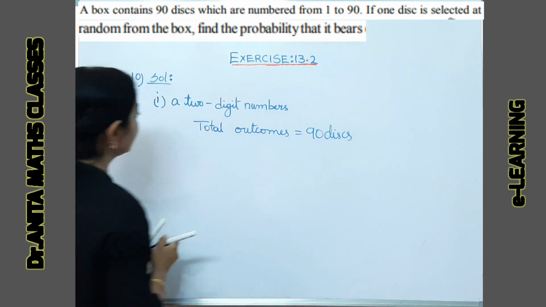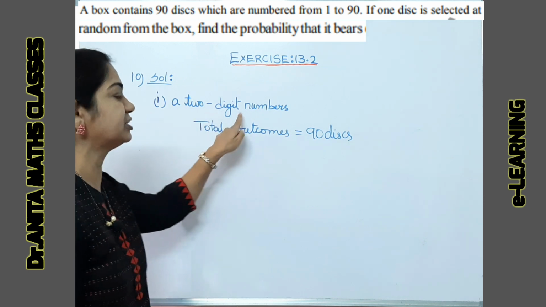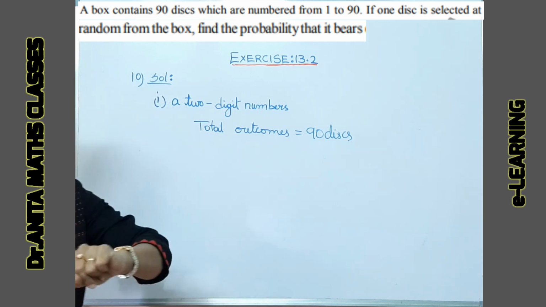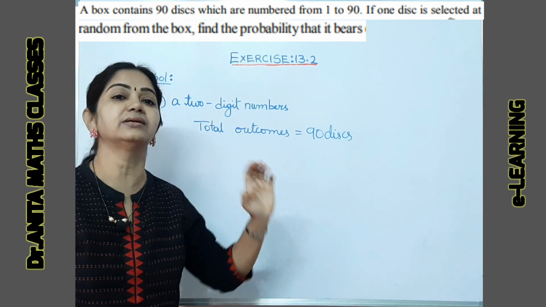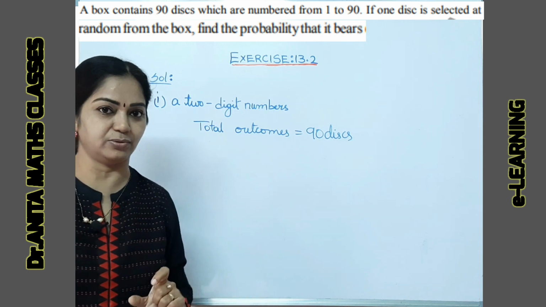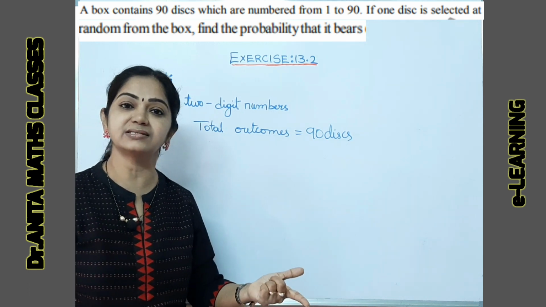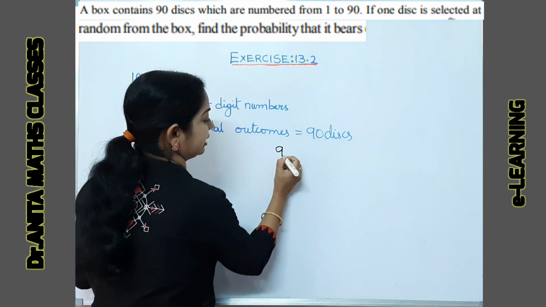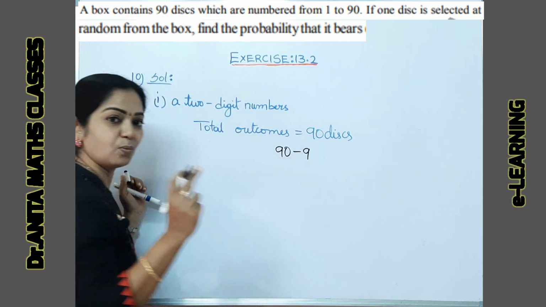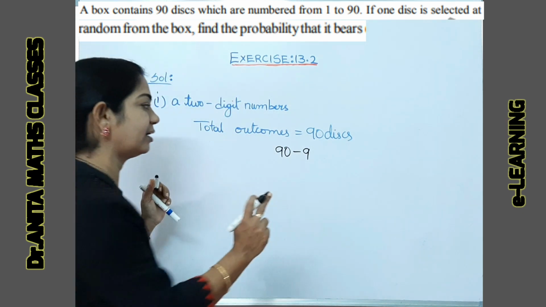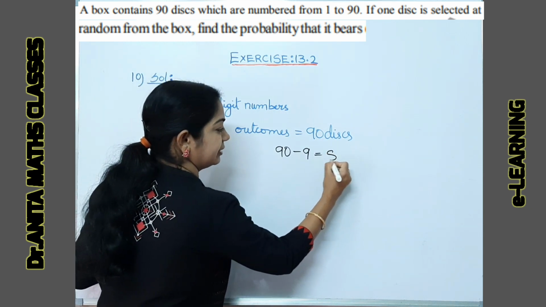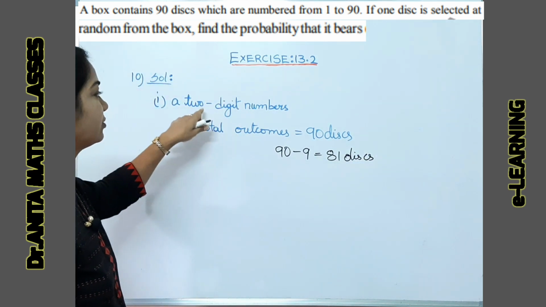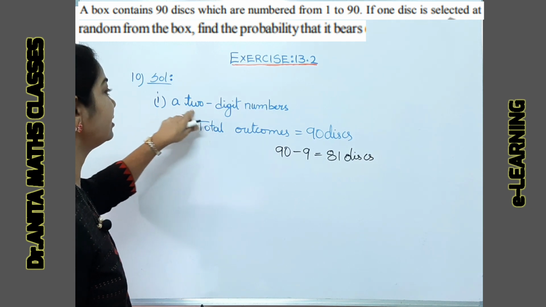Here we have to find the probability of getting a 2-digit number. From 1 to 90, the 1-digit numbers are from 1 to 9 only. That means only 9 are there. The rest are 2-digit numbers, so we need to subtract. From 90, if I subtract 9, these 9 being the 1-digit numbers from 1 to 9, I get 81 discs. These are the favorable outcomes, because the favorable outcome for us is a 2-digit number.